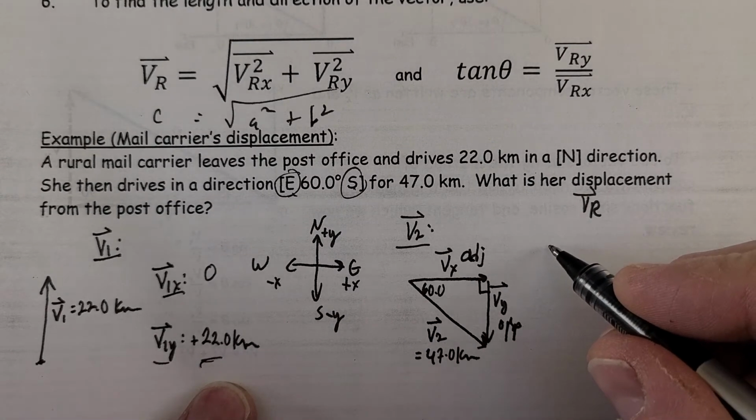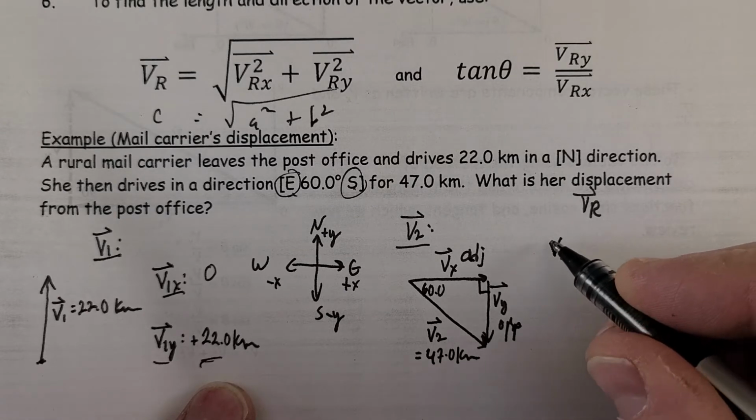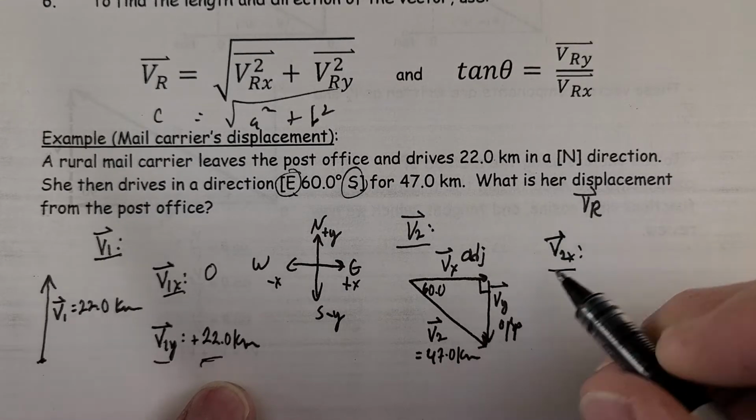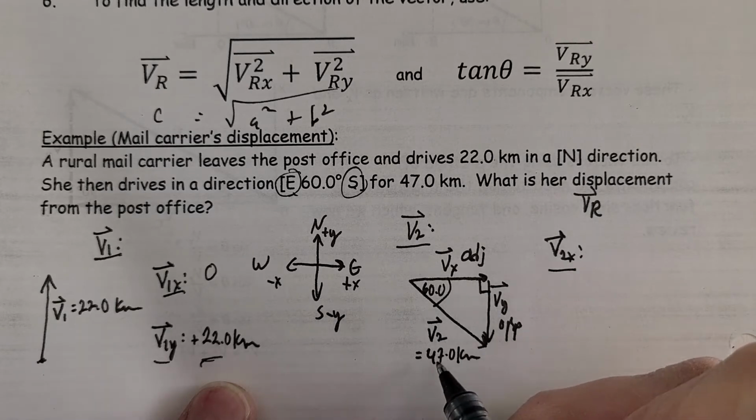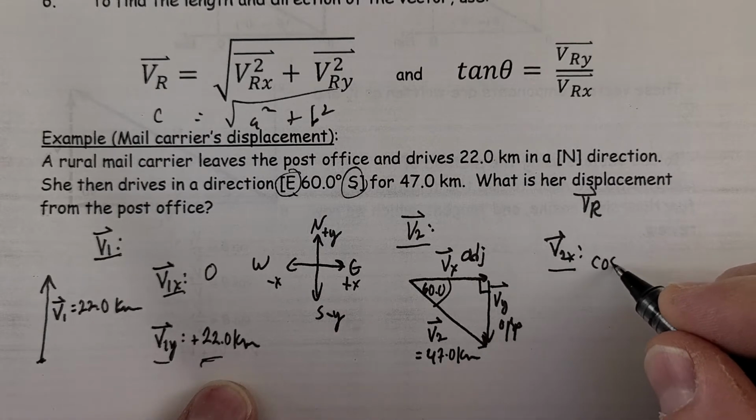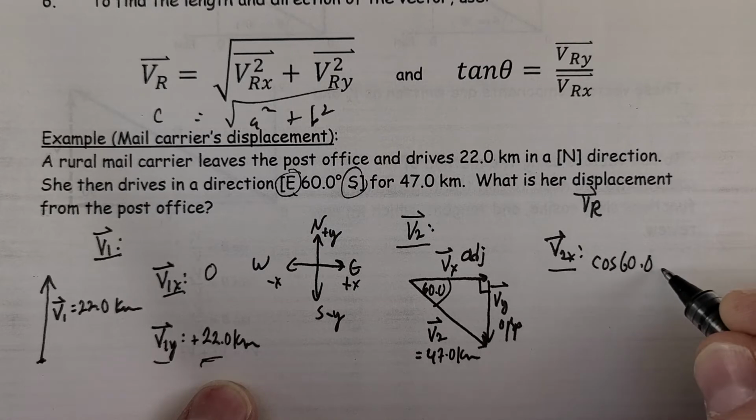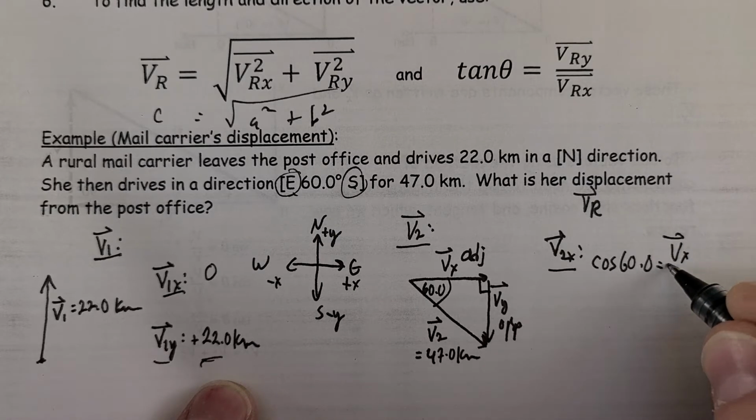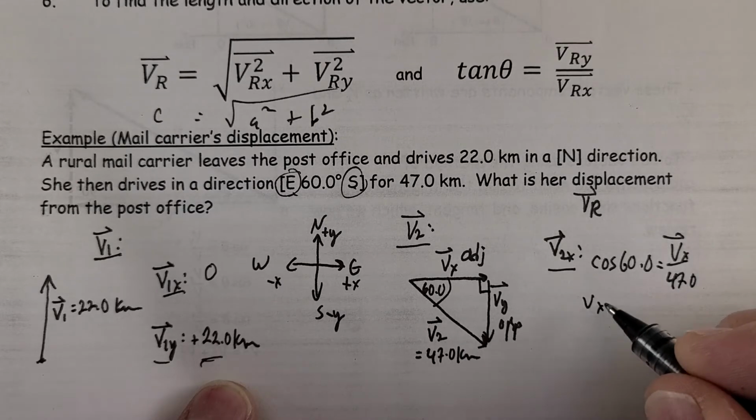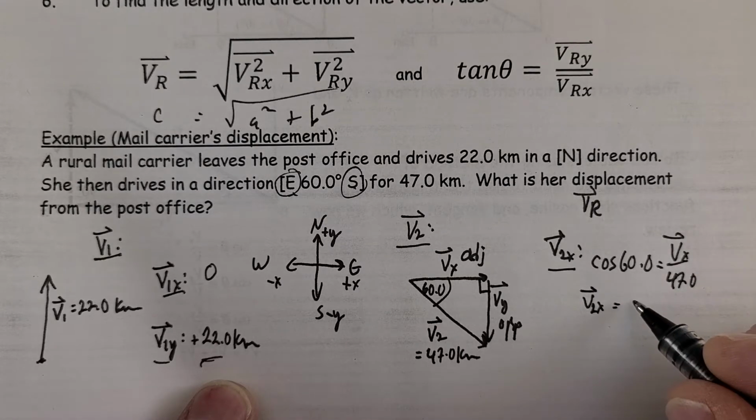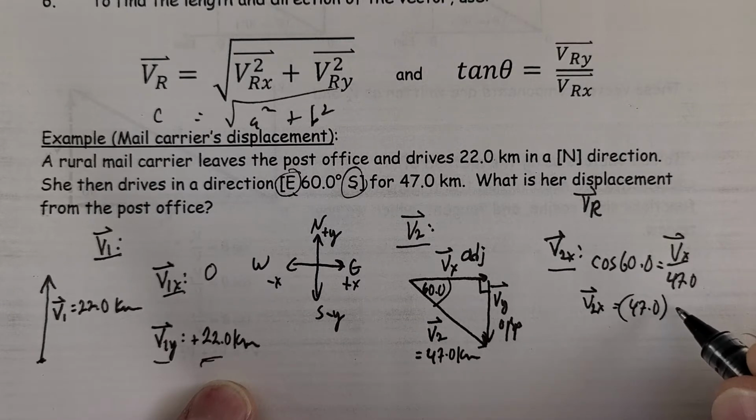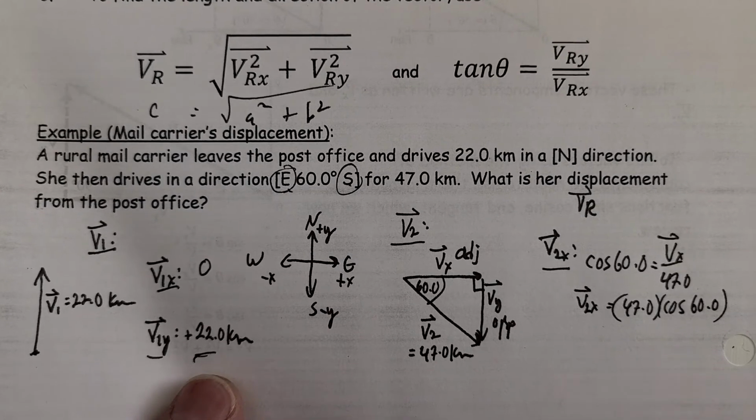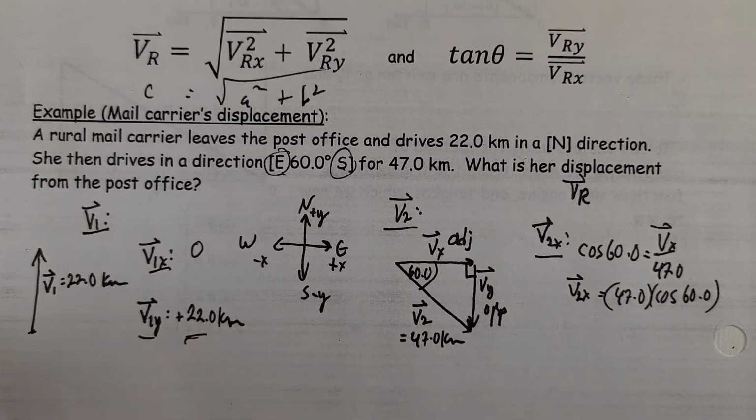So if I'm looking for my X component of my second vector, I'll call it V2X, adjacent over hypotenuse is cosine. So cos of 60 equals Vx over my hypotenuse, which is 47. So V2x is equal to 47 multiplied by the cos of 60. Now if you're running out of room here, I actually left a lot of room on the next page to do all this. So you may want to move to there, it doesn't matter.